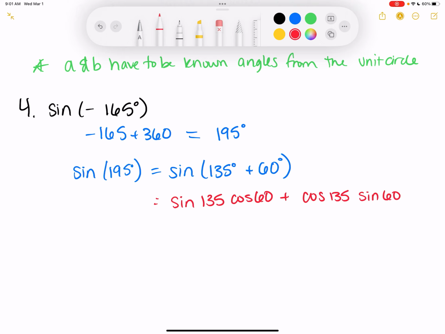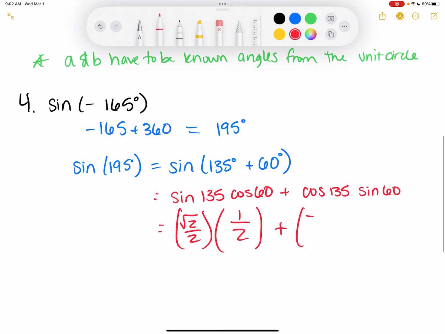Then from the unit circle, I need to know what those values are. So what is the sine of 135? And then cosine of 60. Plus cosine of 135, negative square root of 2 over 2. And sine of 60, square root of 3 over 2.